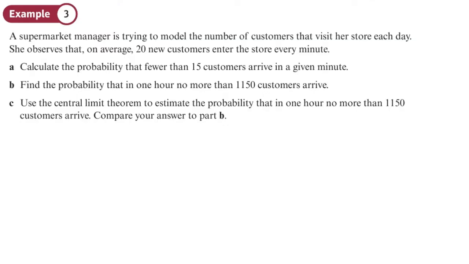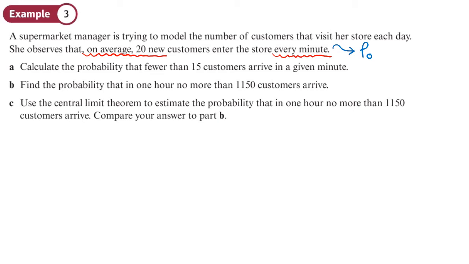Okay, so what we've got here is a supermarket manager trying to model the number of customers that visit her store each day. She observes that on average 20 new customers enter the store every minute. Now if you see information like that, we need to be thinking about what type of distribution this is. So we've got things happening at an average rate over a fixed time period. So we should be thinking, right, this is a Poisson distribution.